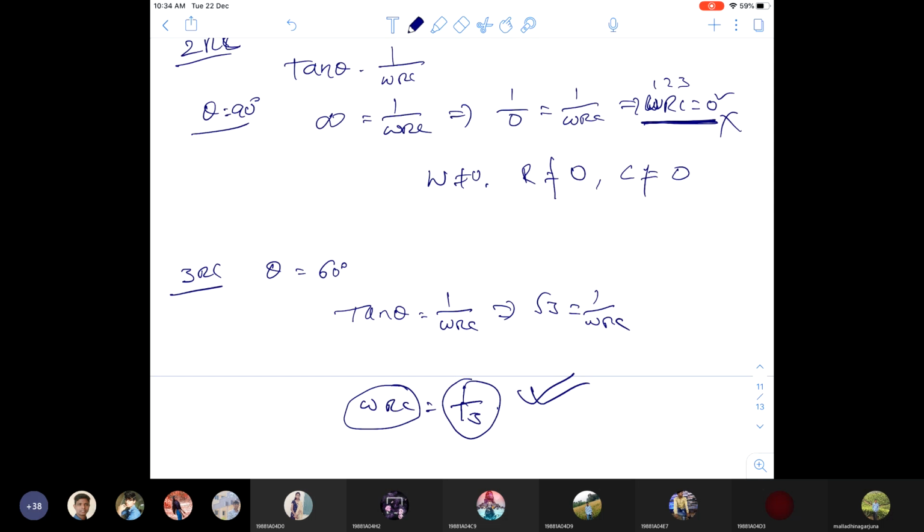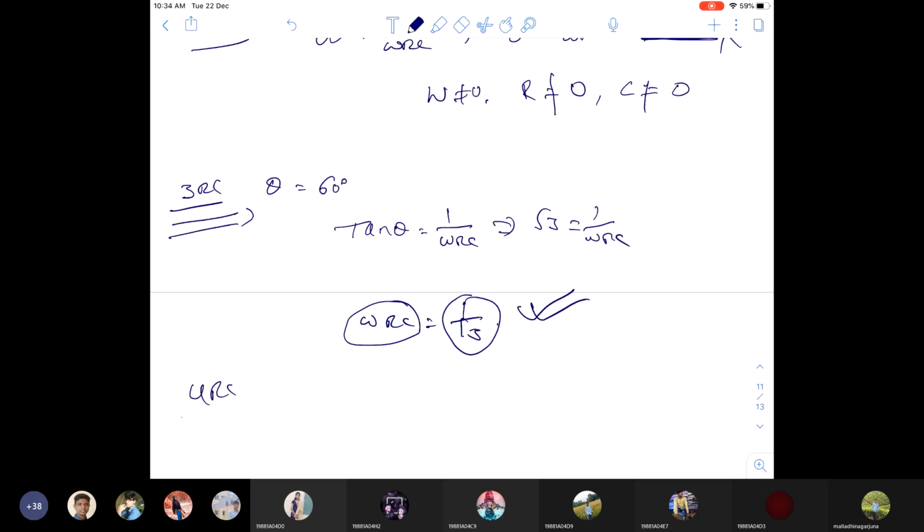So you can take some combinations of omega, resistor and capacitor to satisfy this condition. So we are going for the 3 RC network, and you could still go for 4 RC networks also. Then theta is equal to 45 degrees. So tan theta is equal to 1 by omega RC. So tan 45 is 1 by omega RC, so that is equal to omega RC equal to 1.